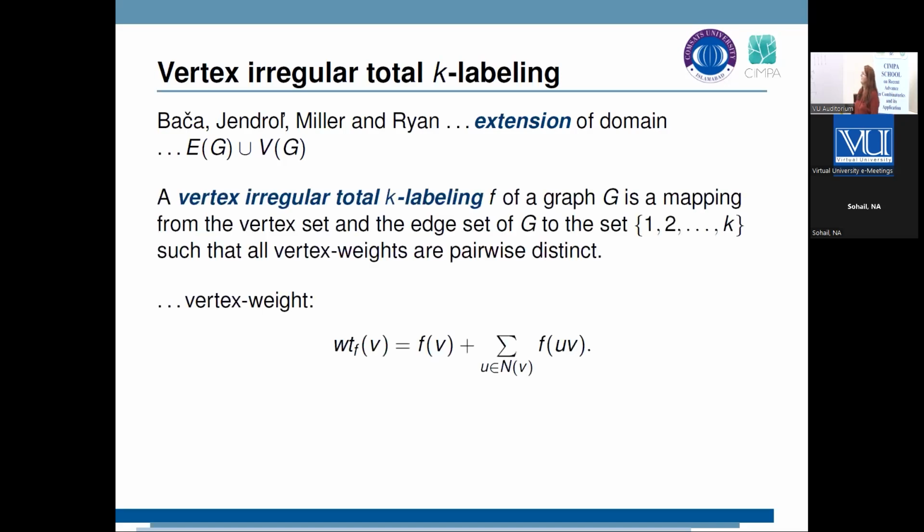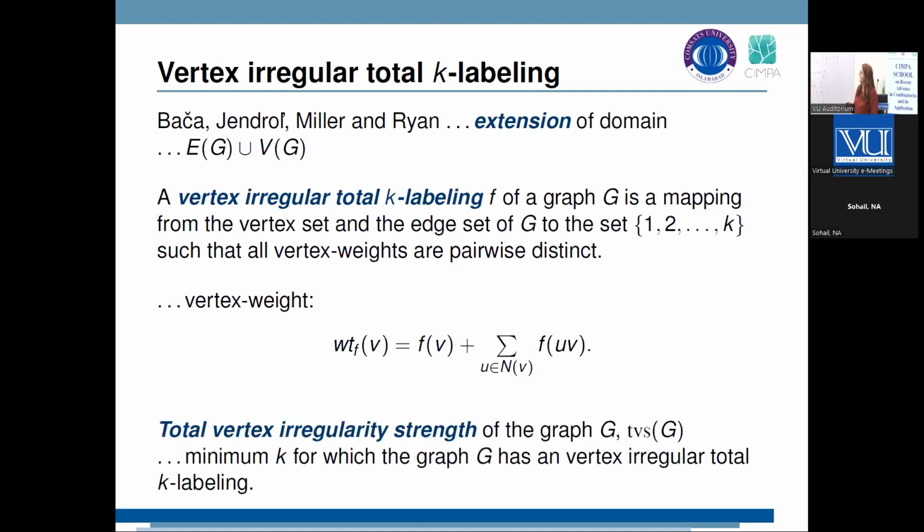Okay, so here we have a definition. We assign numbers from 1 up to k to every vertex and every edge of the graph, and we check the weights of the vertices. We require that all the vertex weights are distinct. And here we have the definition of the vertex weight. It's not complicated. The corresponding graph invariant, the minimal k for this labeling, is called the total vertex irregularity strength of the graph, and its shortcut is tvs(G).